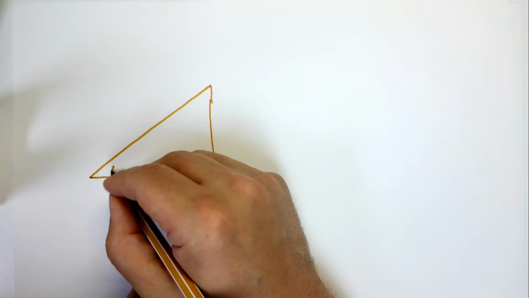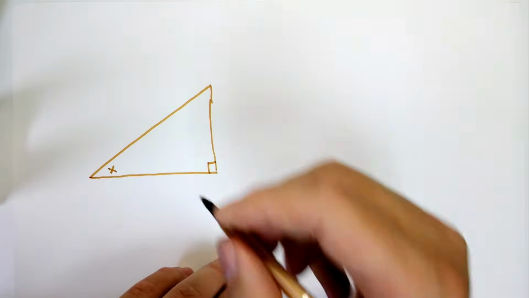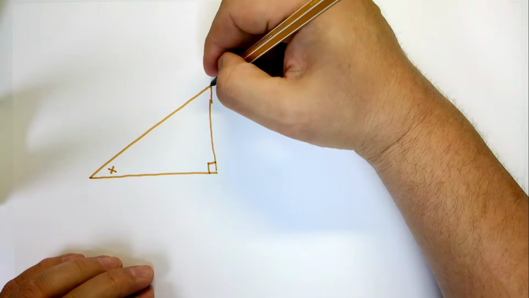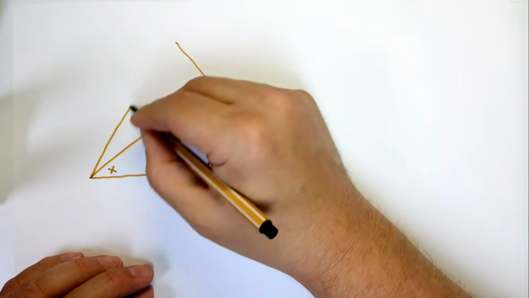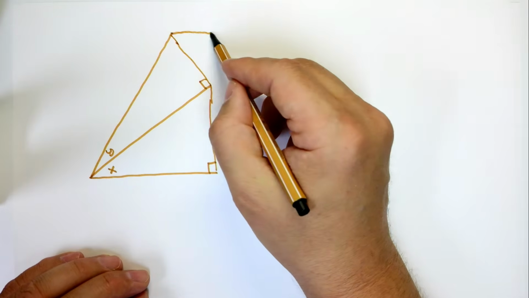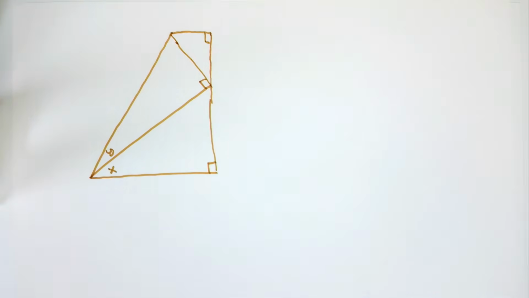Let's say that this here is a triangle, right triangle with angle x. And now, remember, we can always scale things. I'm now going to come off this and put another right triangle here. And there's angle y. And up here, I'm just going to put a triangle. Okay. So let's see if we can figure out what's true.